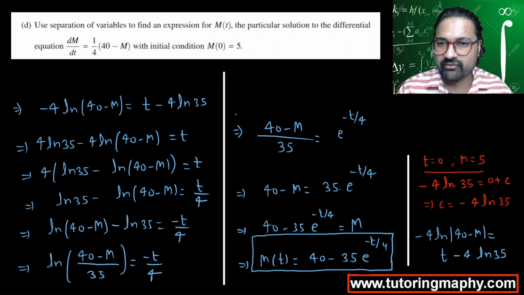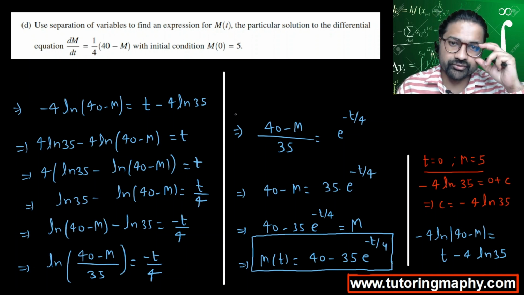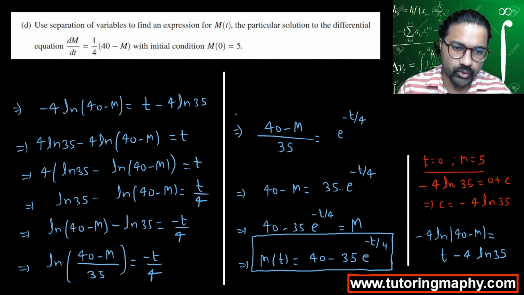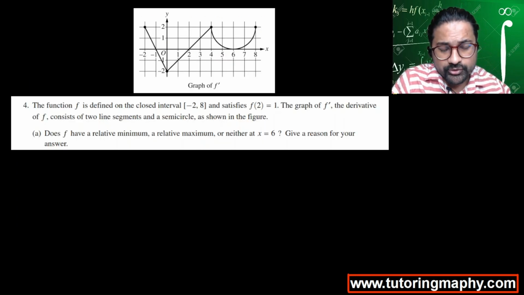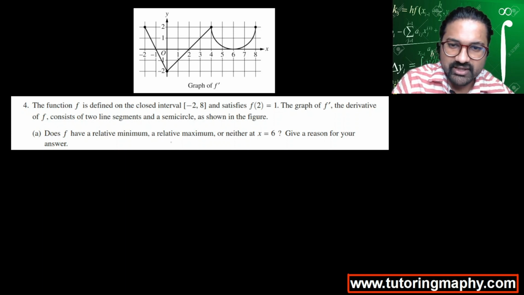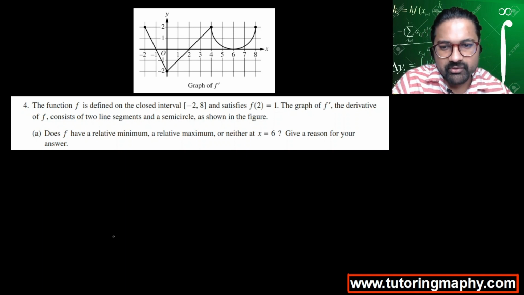So using the separation of variables, I found the expression for m(t), a particular solution, keeping in mind that m(0) is 5. Talking about FRQ 4 of the 2023 AP Calculus BC exam. This is one of the easiest questions in the complete exam, except the last part. The last part is a little tricky, but the rest are really straightforward.